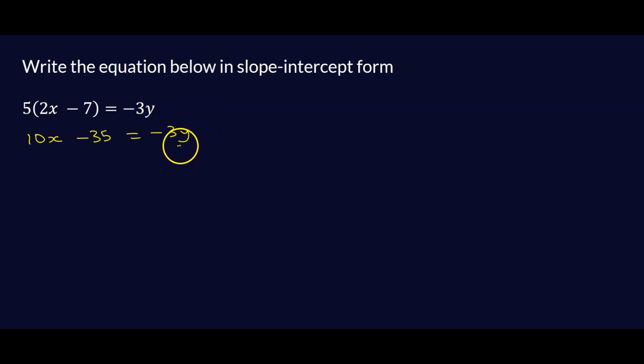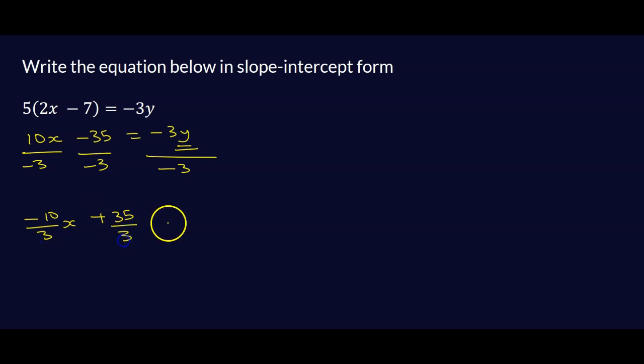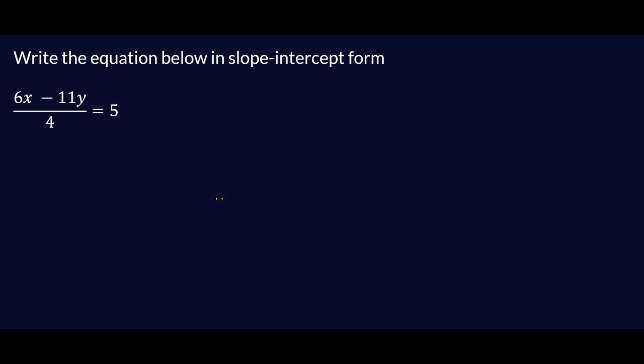So now we have negative 3y. You can see here that y is what we're trying to isolate, but it has a negative 3 here. This is a multiplication, so we're going to divide everything by negative 3. So we're going to have negative 10 over 3x plus 35 over 3 equal to y. If you don't like it in this form, you can just write it this way: y equal to negative 10 over 3x plus 35 over 3. So now this is in slope-intercept form.